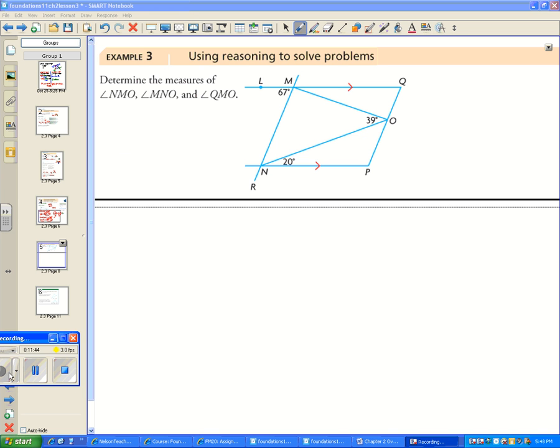So we're going to use some of these properties that we learned to solve this problem. We want to determine the measure of NMO. So determine the measure of this guy.